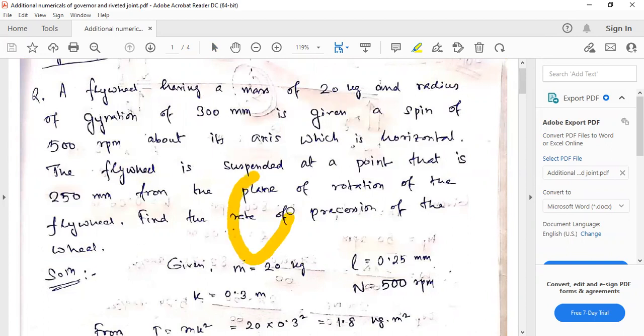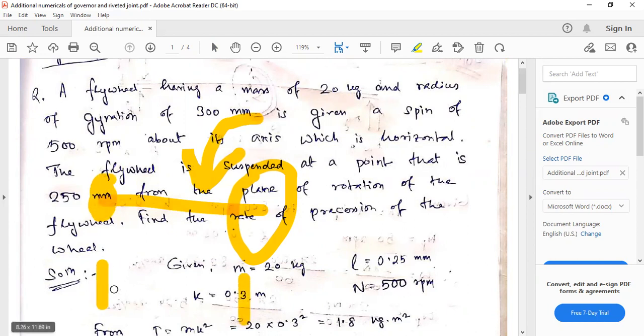Now, there's a flywheel like this. Its axis is horizontal, so this is kind of an axis. It is given a spin of 500 rpm about this axis. Clear. Now the flywheel is suspended at a point that is 250 mm from the plane of rotation of the flywheel. So it is suspended here, which is 250 mm apart from the flywheel. This much is 250, right?